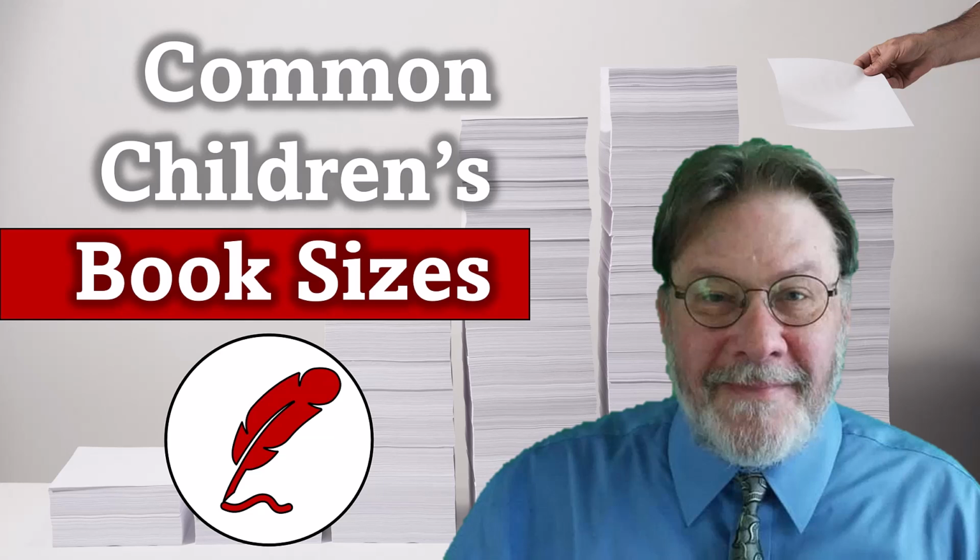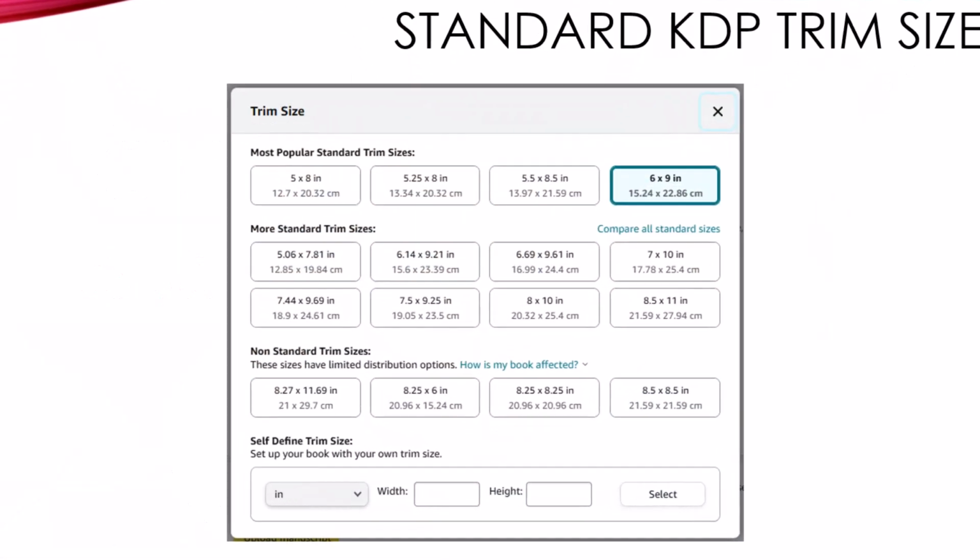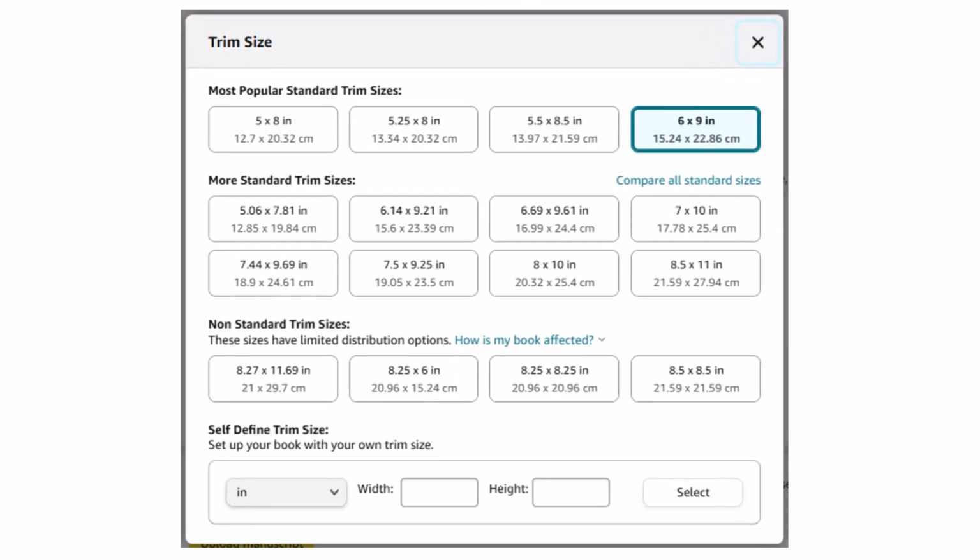So let's look. If I go to KDP and I select my book size, I get to create a custom size at the bottom, which sometimes I do, but here are the most popular standard trim sizes. Trim size and page size are the same thing. It's the outside dimensions of the pages of your book. So here are the standard trim sizes, 5 by 8 inches, and so on, and you see that the one that's highlighted is 6 by 9 inches. This is the most popular. And then there's more standard ones.